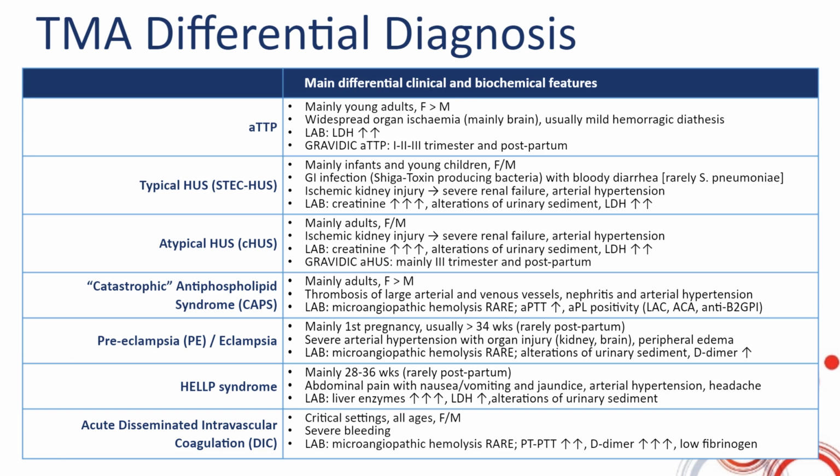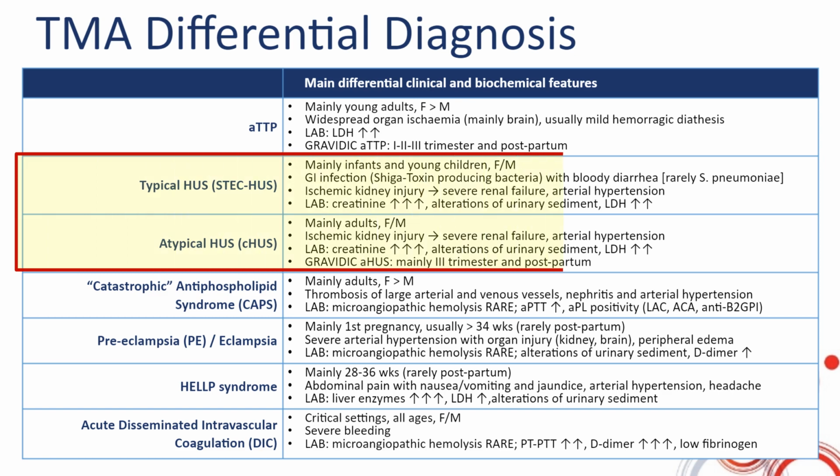But there are few aspects that help us to distinguish, for example, TTP from the rest of them. For example, in the HUS, you have an alteration of kidney function and you have a renal failure. In antiphospholipid syndrome, you're going to find the microangiopathic hemolysis, but you have also prolongation of APTT and the positive LAC and ACA anti-beta 2 GP1.